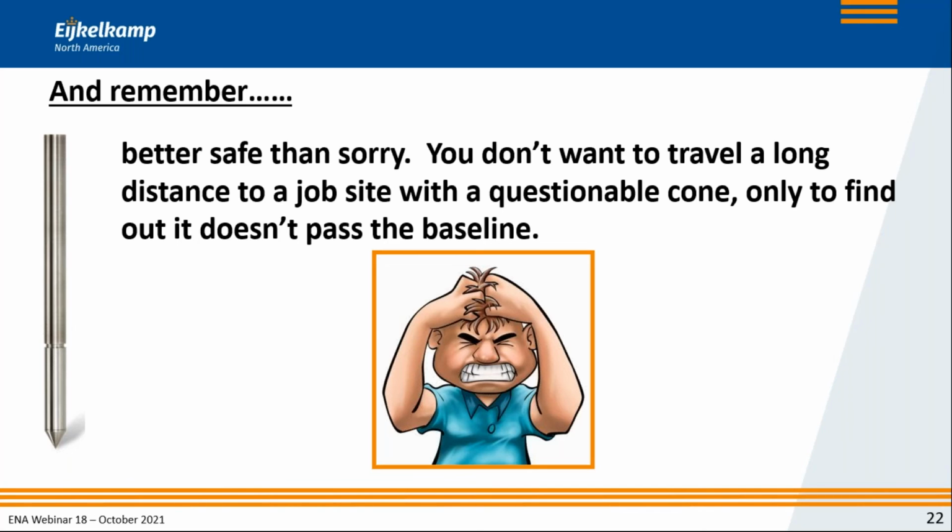But I want to bring up one more point in this whole thing, and that is that it's always better to be safe than sorry. You don't want to travel to a job site for hours and hours, or sometimes more than a day, with a questionable cone, only to find out that it doesn't pass the baseline. And for that reason, there are people that say, well, listen, irrespective of what the code says, I should still calibrate my cone within every 6 months or every year. I don't think that goes far enough. I would go one step further.